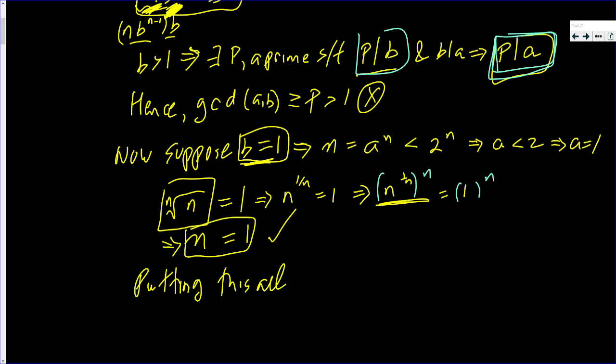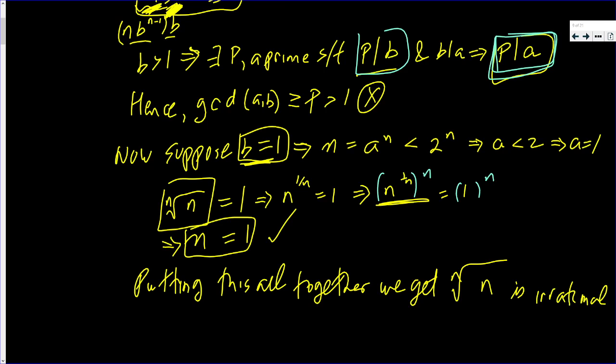Putting this all together, we get the nth root of n is irrational. Done.